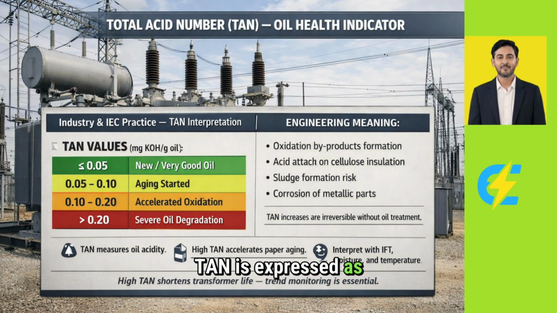TAN is expressed as milligrams of KOH required to neutralize acids in 1 gram of oil. When we say the TAN is 0.15, we mean 0.15 milligrams of potassium hydroxide are needed to neutralize all the acids in 1 gram of oil. This measurement tells us how chemically aged the oil is, and more importantly, it predicts what's coming next.